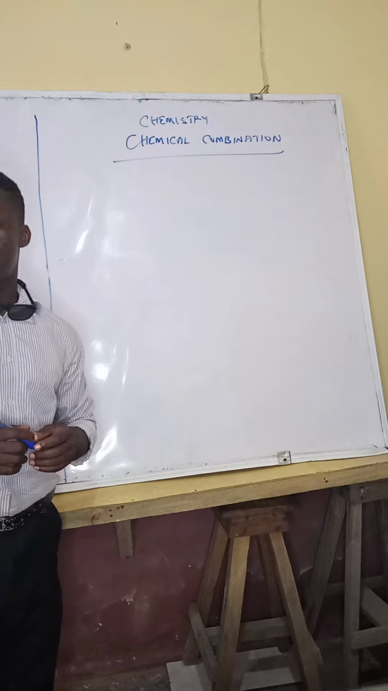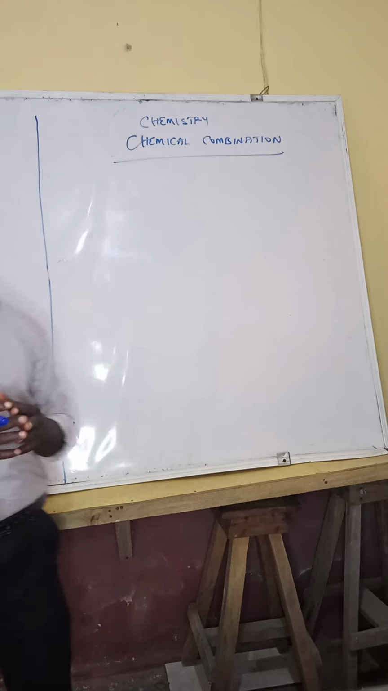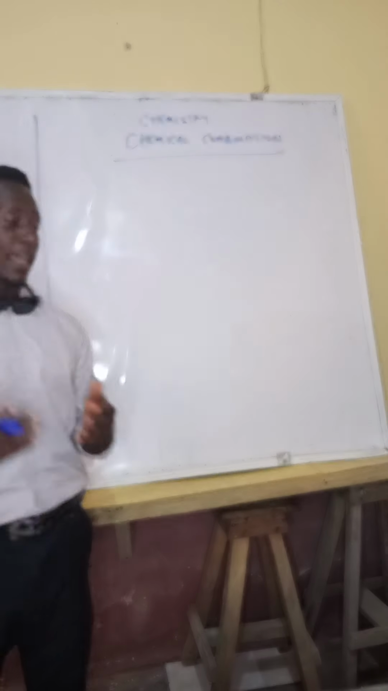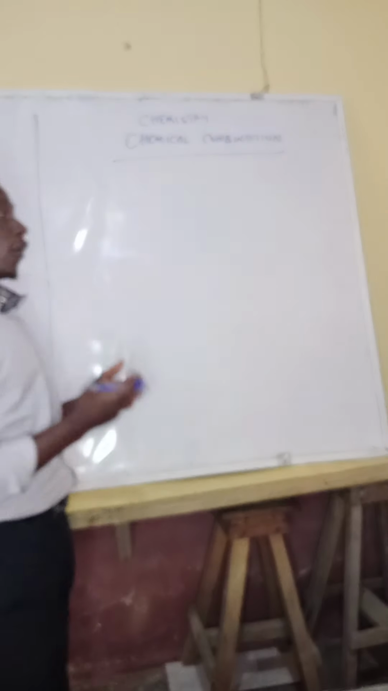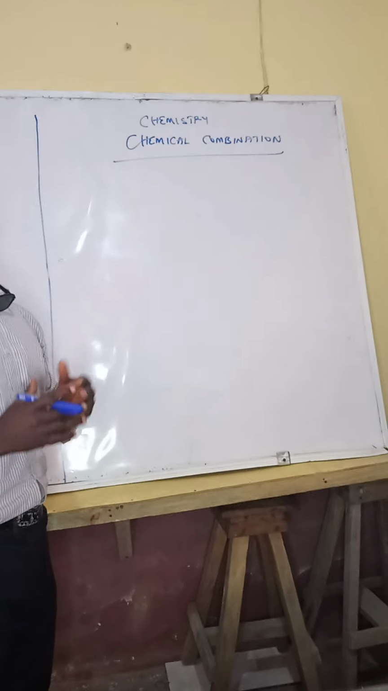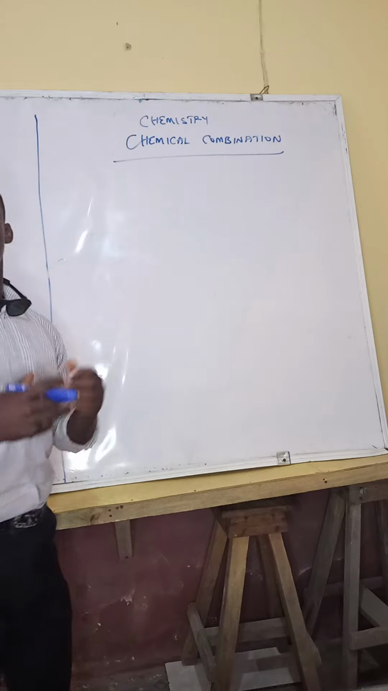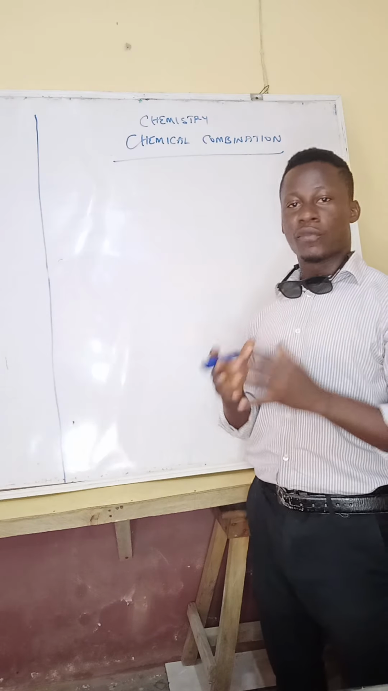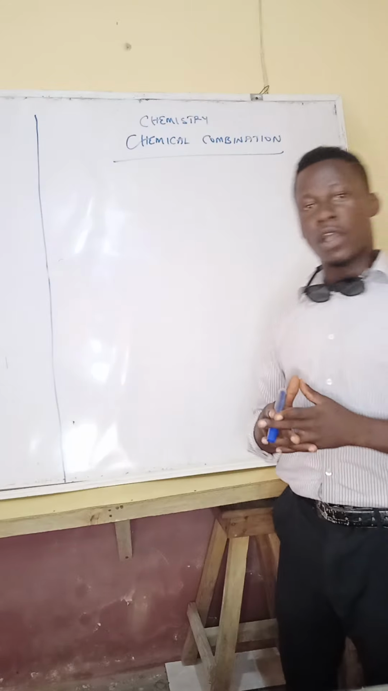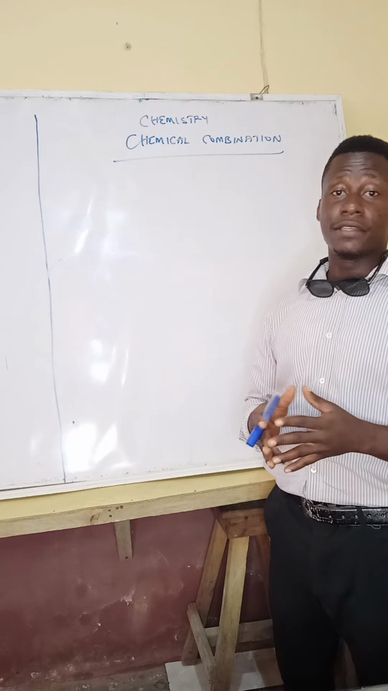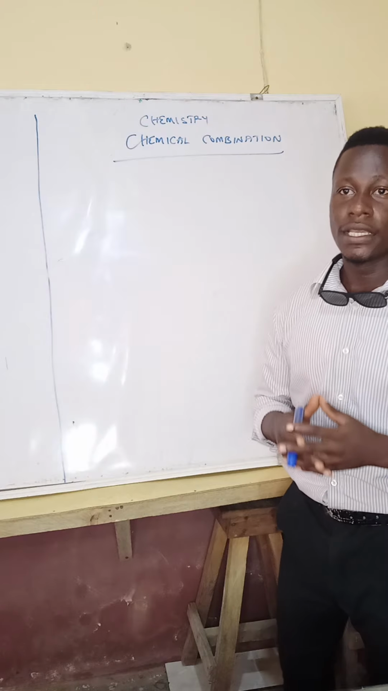In the previous class, we talked about chemical combination, the definition of chemical combination. We talked about how chemical bonds are formed. And we said that we have ionic bond or electrovalent bond, which are formed from transfer of electrons. We also mentioned covalent bond, and we said we have two types of covalent bond, which are pure or ordinary covalent bond and dative or coordinate covalent bond.